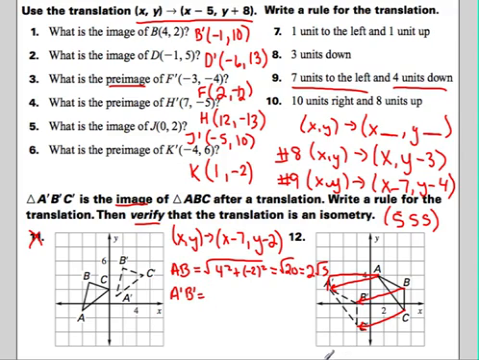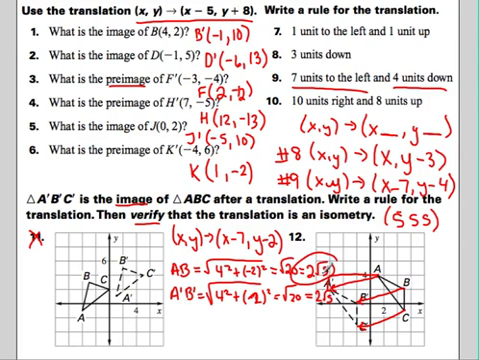Let's try A prime, B prime. We're going to verify that it's going to be the same. So we're going over 4, so that's going to be 4 squared. And then we're going down 2 again. You're noticing we have the exact same numbers when I'm doing this, so it should not take too much work. Square root of 20 equals 2 square root of 5.